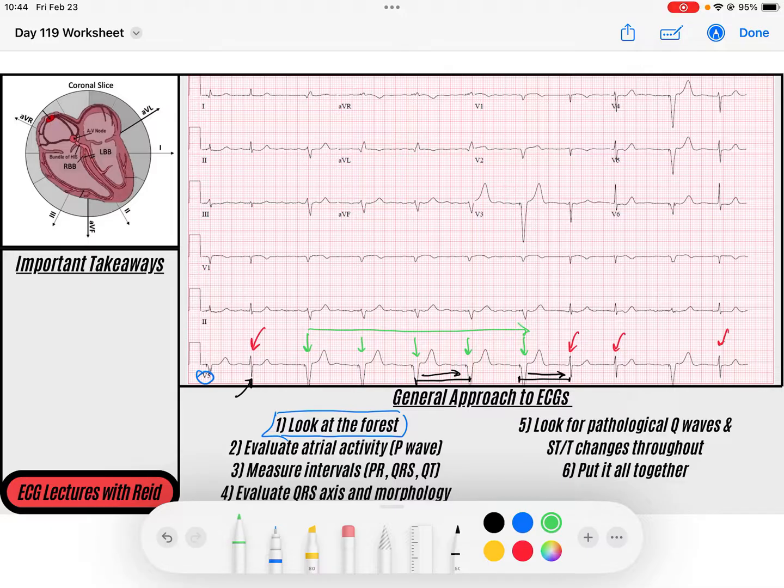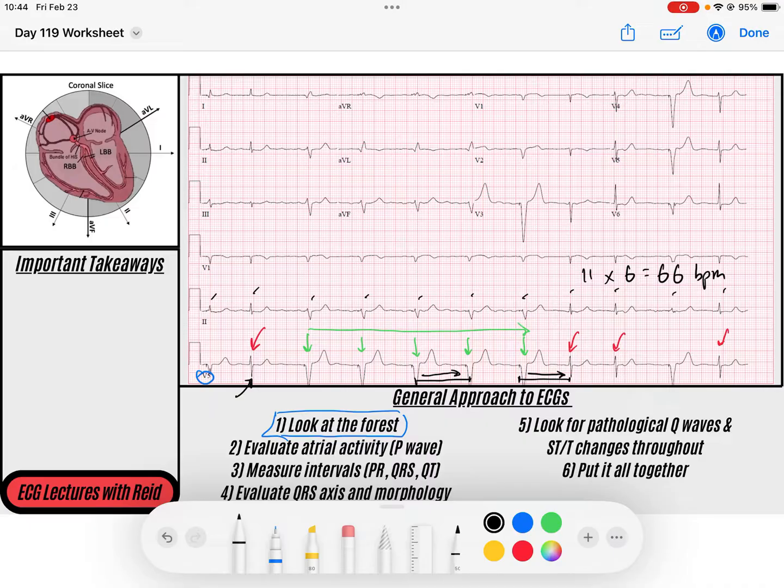If we want to get an average rate here, we know that this is a 10-second ECG strip, so we can actually count the number of QRS complexes. So we would have 1, 2, 3, 4, 5, 6, 7, 8, 9, 10, 11. And so if we did 11 times 6, which would give us the total number of beats in 60 seconds, we'd get an average rate of 66 beats per minute. And so now it's like, well, what is going on?